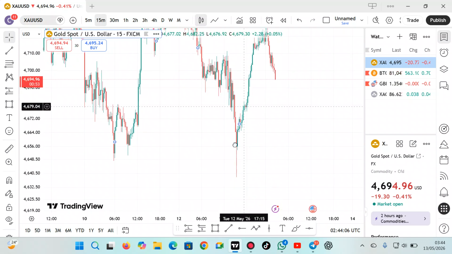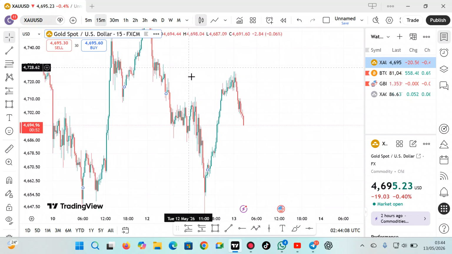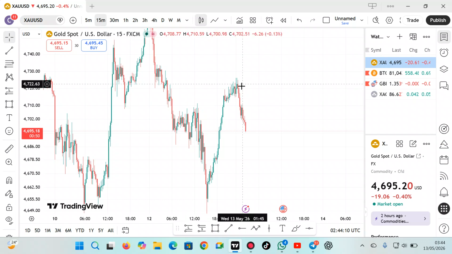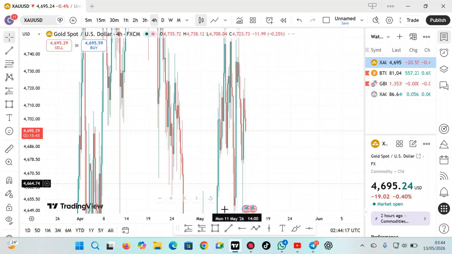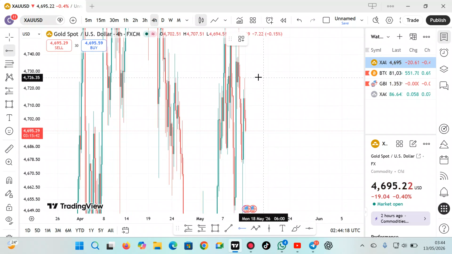Okay, now observe this particular zone. Now this market is selling from somewhere, and why is this market selling? Let's find out. Let me use my analysis to find out.